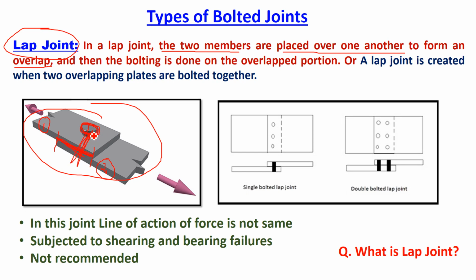Now there are two options while bolting these two plates. If you look at these two figures, in the first figure all bolts are arranged in one row, right? This is called a single bolted lap joint.